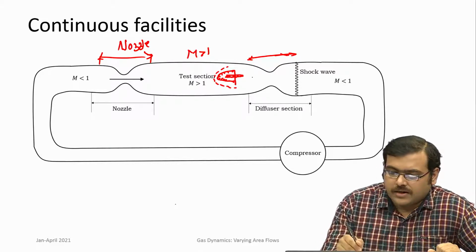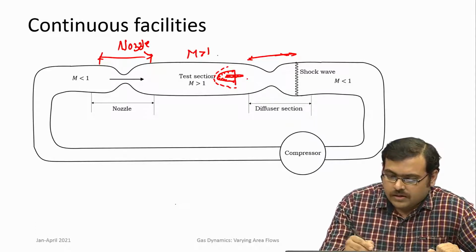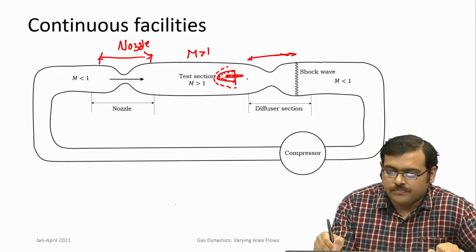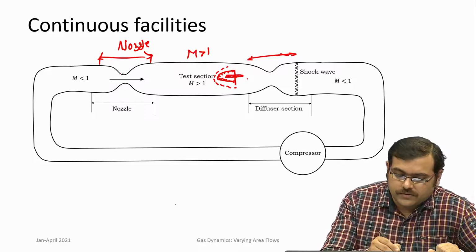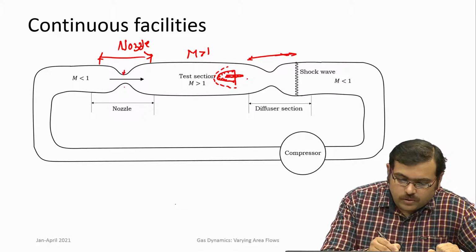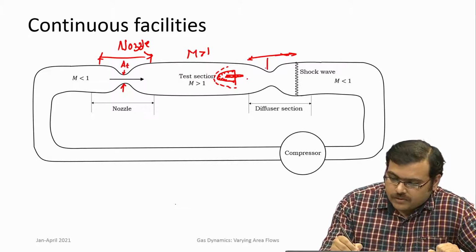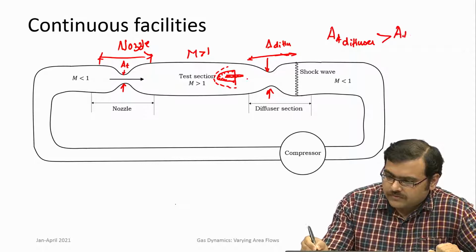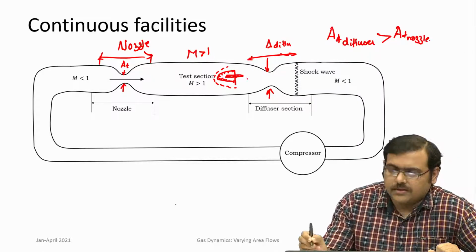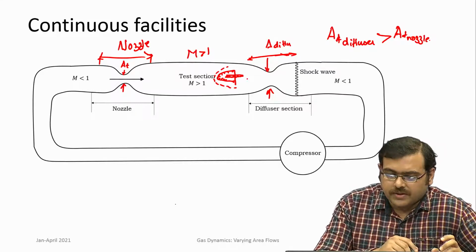So the diffuser converts this supersonic flow to subsonic flow, and now here you should make note of this difference in the throat of the nozzle. See, this is the throat of the nozzle, and you look at the throat of the diffuser. This is the throat of the diffuser, but you can observe that the throat of the diffuser is greater than the throat of the nozzle. You should ask the question, why is it so?